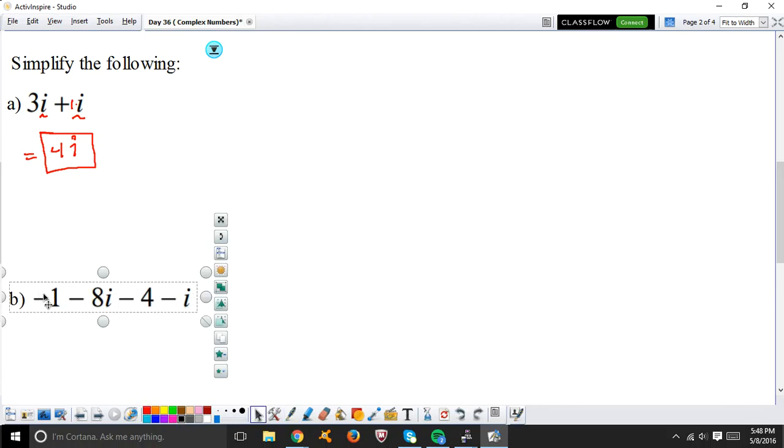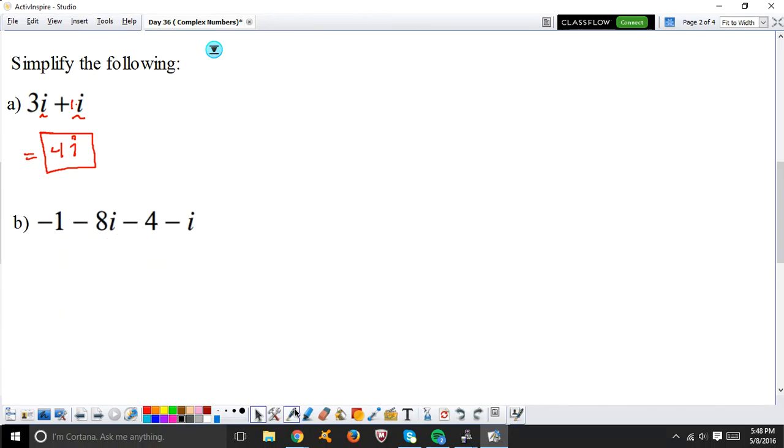Now let's look at example B. We want to simplify, so we have to combine like terms. So let's look at like terms. -1 plus -4 is equal to -5. -8i minus i, so that's -9i.